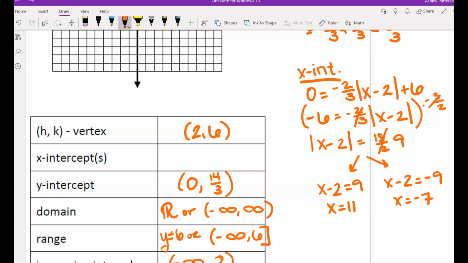And then last but not least, we need to write it as coordinates. So we get (11, 0) and (-7, 0). Doesn't matter which one you write first to me. What matters is that they're written as coordinates. And we're done. Excellent.